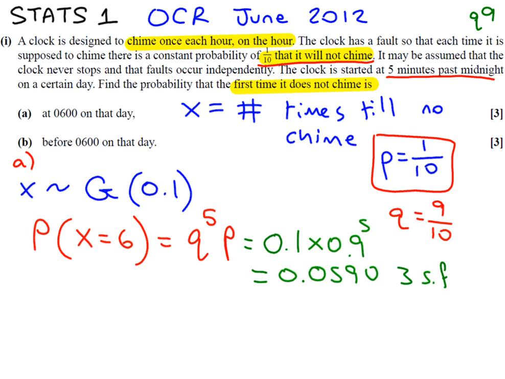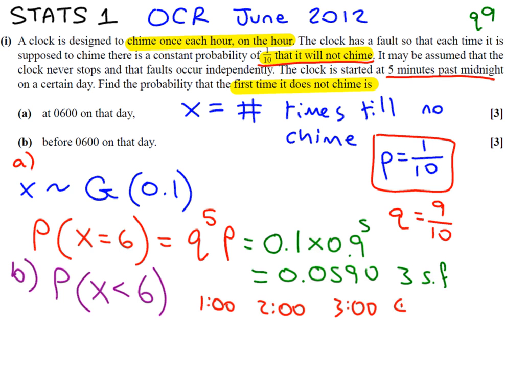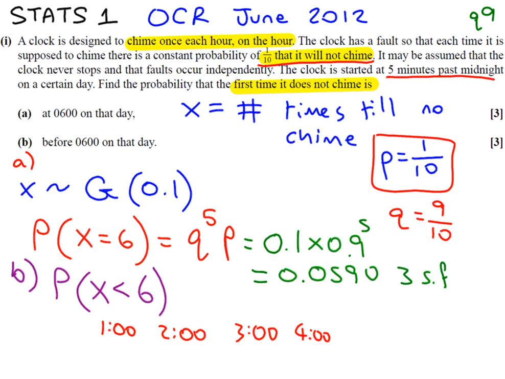Part B is talking about the first time it chimes being before 6 o'clock on that day. So, in terms of probability notation, x is less than 6. Now let's think about these hours ticking along. We've started at just after 12, so we don't need to worry about that. We go to 1 o'clock, 2 o'clock, 3 o'clock, 4 o'clock, etc. And we keep going, time just keeps on ticking.